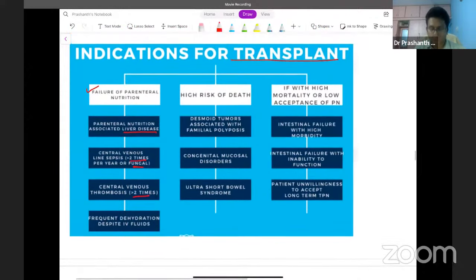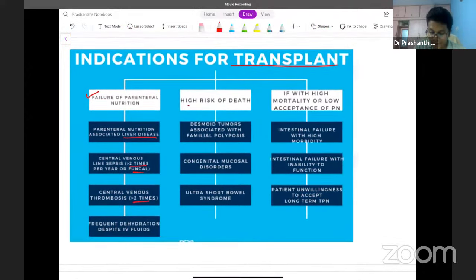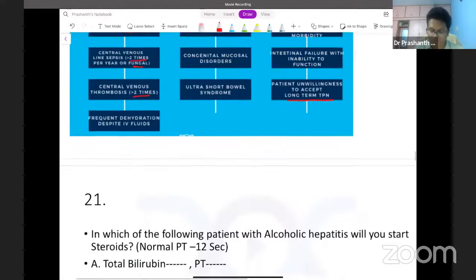Now, other options you might know: when there is high risk of death, like desmoid tumors associated with familial polyposis, congenital mucosal disorders, ultra-short bowel syndrome in a neonate. These are important risk factors and indications for transplant. The third indication is high mortality or low acceptance of parenteral nutrition. So intestinal failure is an indication, because sometimes the patient might not be suitable for long-term TPN, and you might have to consider small bowel transplant.